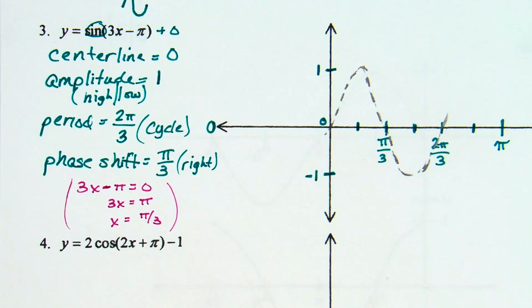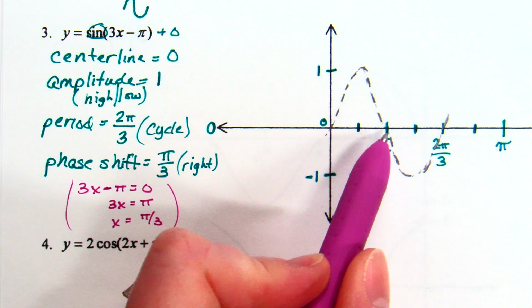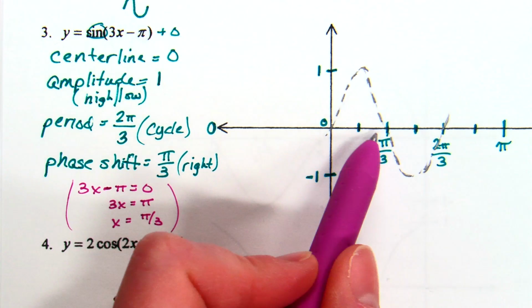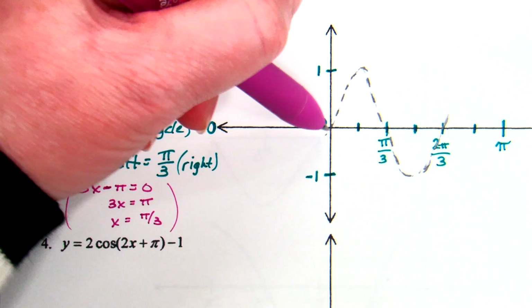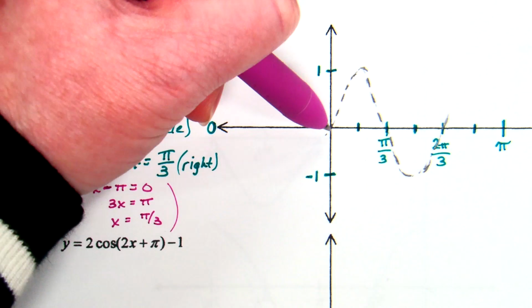So now we have to take each of those pieces we just did and move them pi over 3 to the right. What is pi over 3 on this particular graph? It's one whole big tick mark, right? Or it's 2 little tick marks if you look. So instead of starting my graph at 0, when I shift it pi over 3 right, where's it actually going to shift? It's going to start at pi over 3.